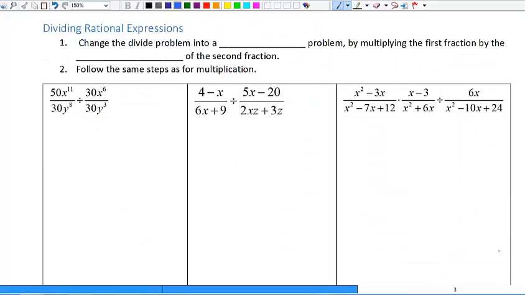Next, we're going to divide rational expressions. So the first step is to change the divide problem into a multiply problem. We already know how to multiply, so if we change the divide problem into the multiply problem, then we know the rest of the steps. So we do that by multiplying the first fraction by the reciprocal of the second fraction.